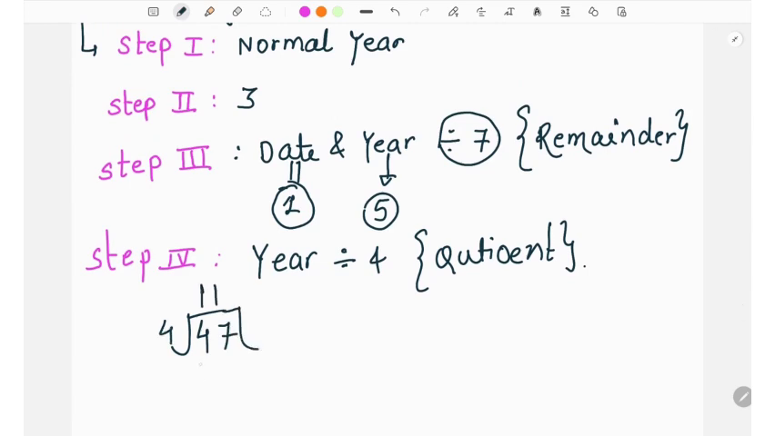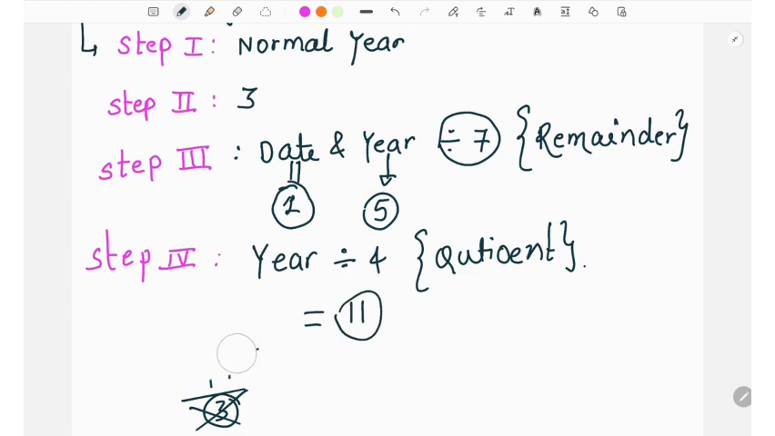4 11s are 44. What is left? 3. But is this number important for us? No. What are we going to consider? The quotient. So what is the quotient here? 11. So simply write here 11. Done. So always remember, students, whenever you are dividing by 7, just simply consider the remainder, and whenever we are dividing any given year by 4, consider the quotient.